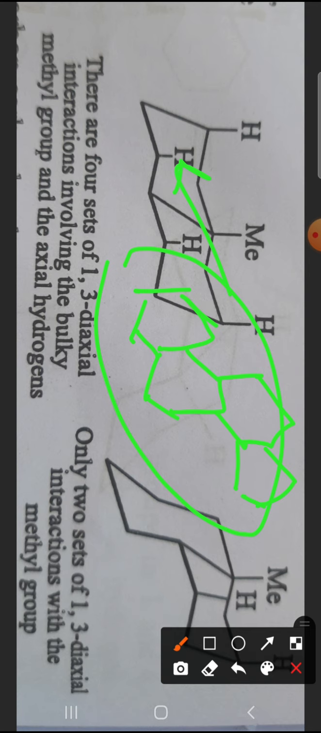When an angular methyl group is introduced, the cis form becomes slightly more stable than the trans form. In the steroid conformation, if I introduce the methyl group, the cis form becomes slightly more stable than the trans form. This is because in the trans form, the methyl group has a 1,3-diaxial interaction with the 4 axial hydrogens, while in the cis form, there are only 2 axial hydrogens.